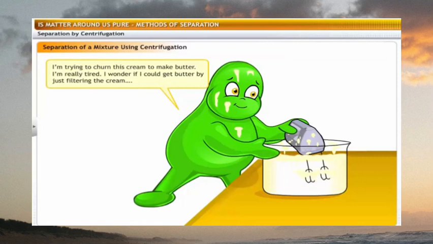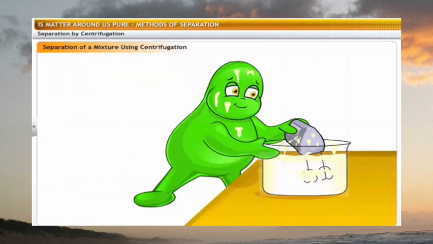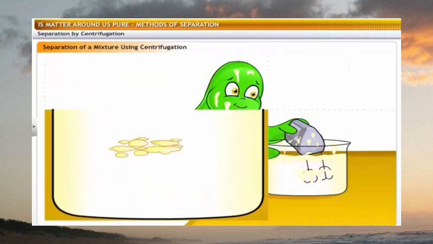I am trying to turn this cream to make butter. I'm really tired. I wonder if I could get butter by just filtering the cream. The particles of fat in the cream cannot be separated into butter simply by filtering the cream. The fat particles are too small and will pass through a filter paper.